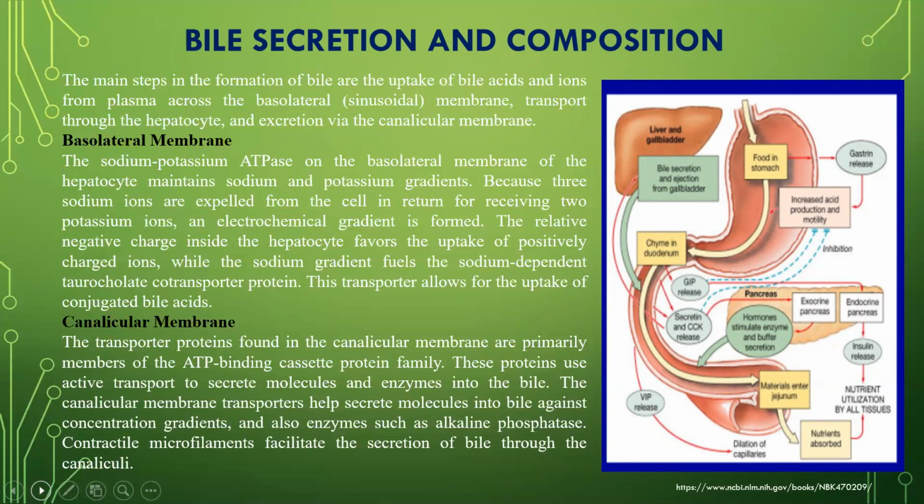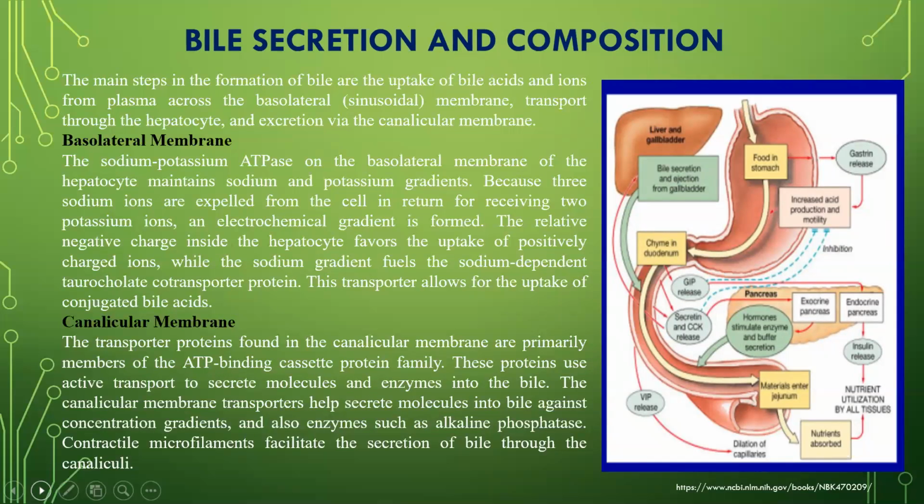The relative negative charge inside of the hepatocyte favors the uptake of positively charged ions, while the sodium gradient drives the sodium-dependent taurocholate cotransporting protein. This transporter allows for uptake of conjugated bile acids.